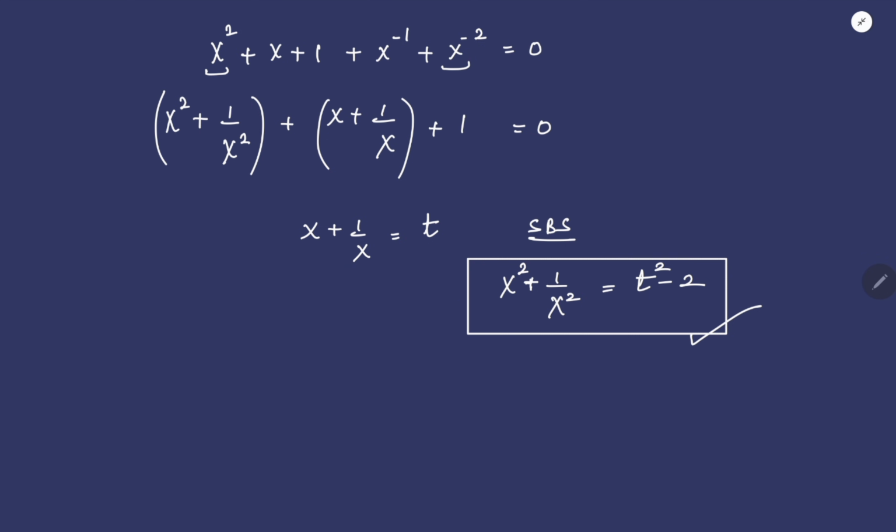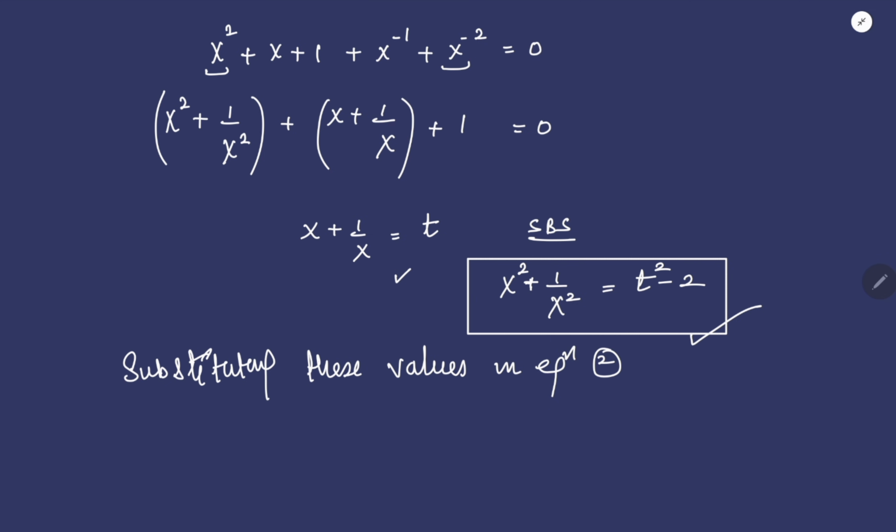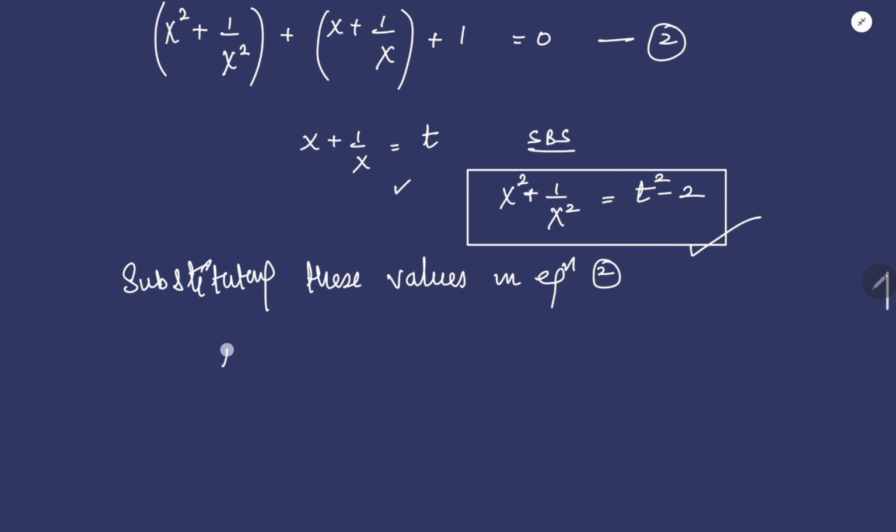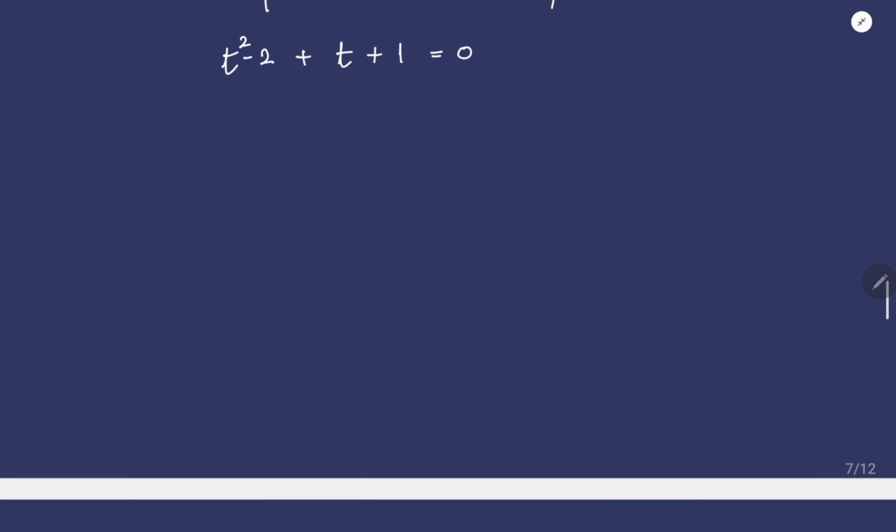Now we have the value of this and this. What will I do now? We will substitute these values in equation, suppose I say this is equation number 2. Okay, what will you get now? This is t square minus 2 plus t plus 1 is equal to 0, right? Okay, now I will solve it. This will become t square plus t minus 1 equal to 0.